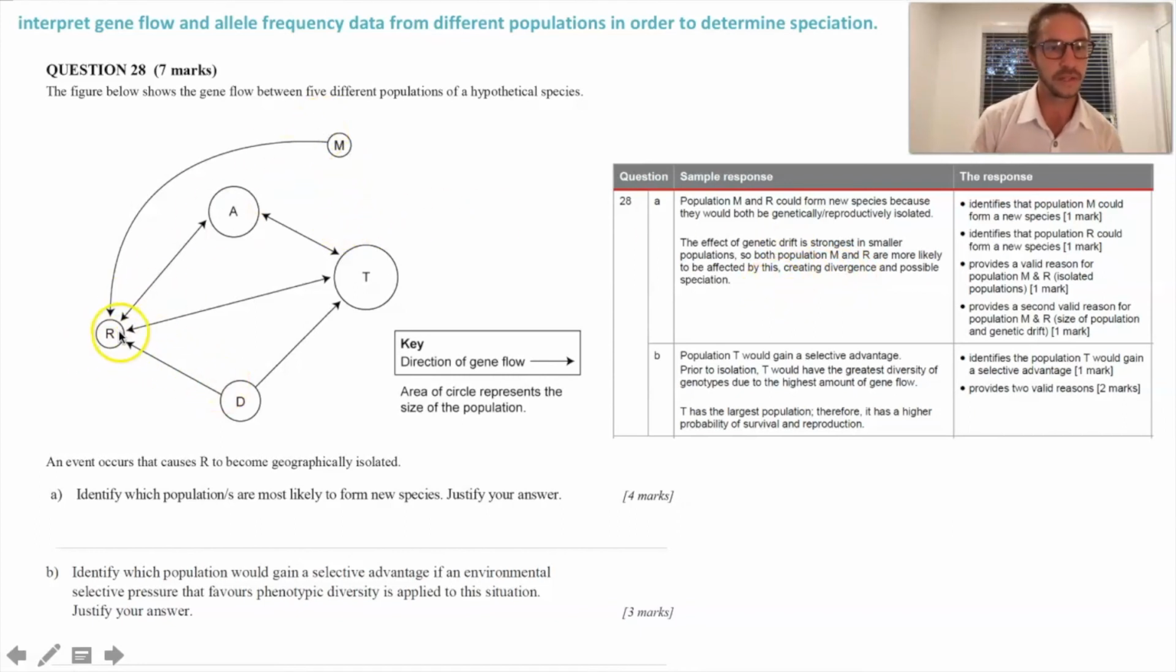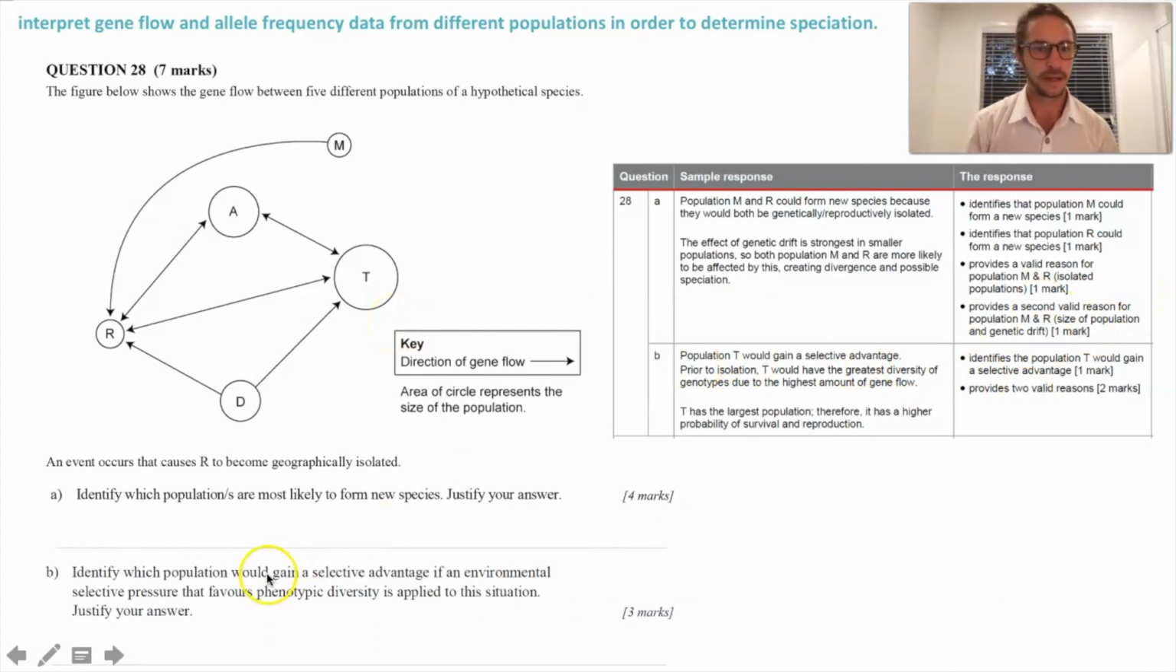We could also kind of say, well, T looks super safe. It's got genes going in and out. It's a big population of whatever species. D only has genes going out. So that would be the next pick, but clearly M only has genes going out, and R is the next smaller one. So mainly the size. That's where the most logical answer is there.